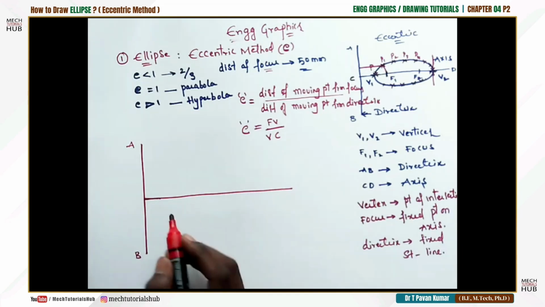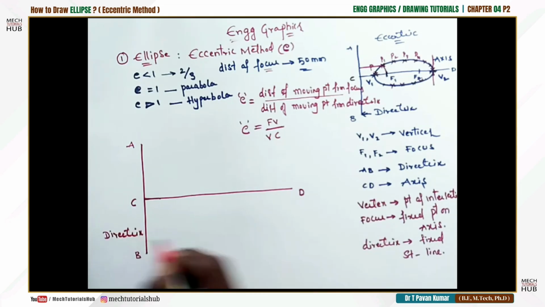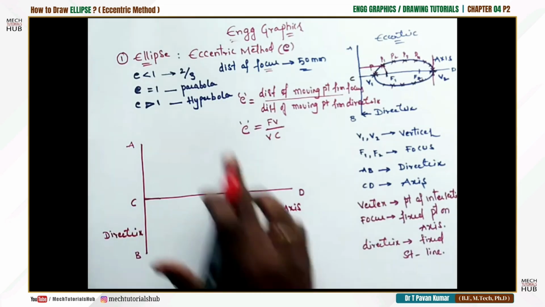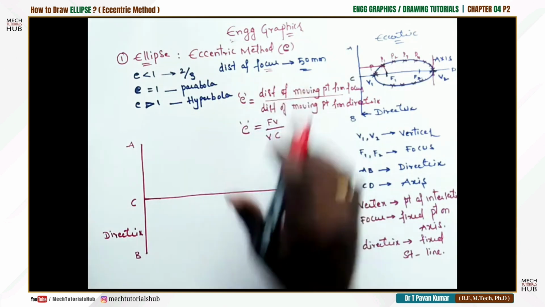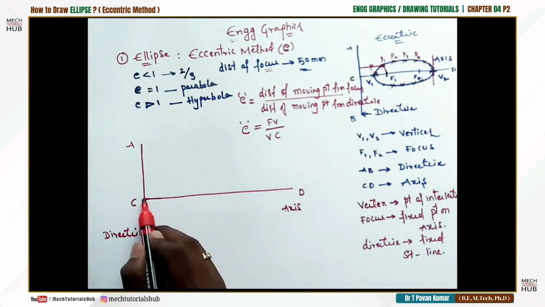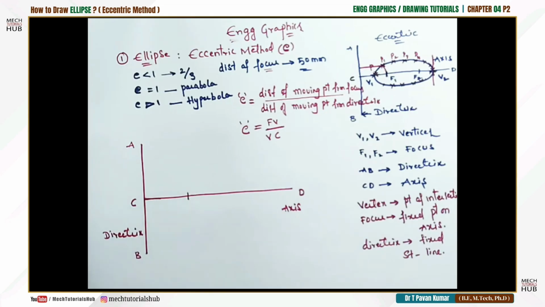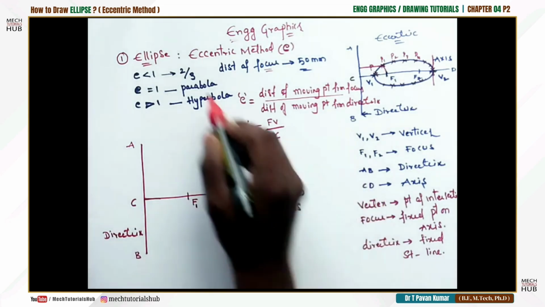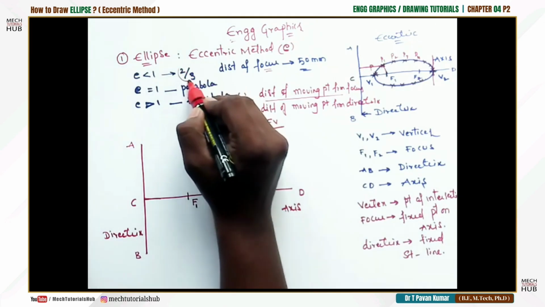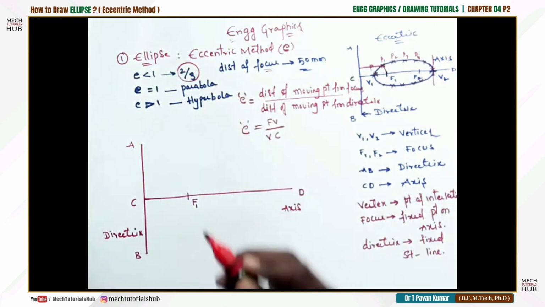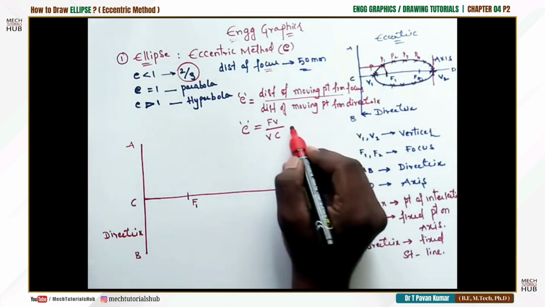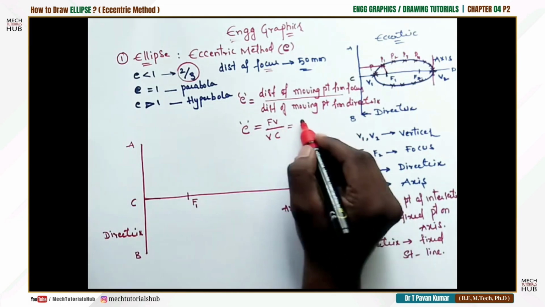Now this is the directrix, this is the axis line. The distance given for the focus is 50 mm. So from this directrix point I need to make a mark of 50 on the axis line. Now this is focus F1. This ratio is given already, 2/3, the eccentricity method to develop an ellipse. Now that is equal to 2/3.